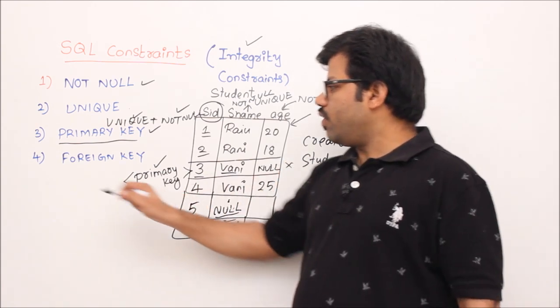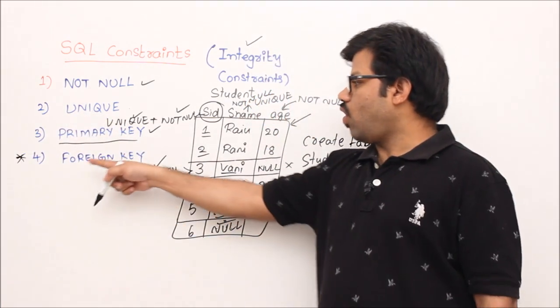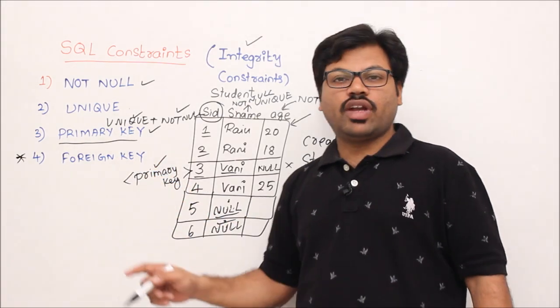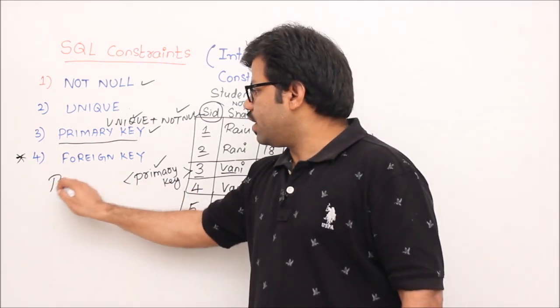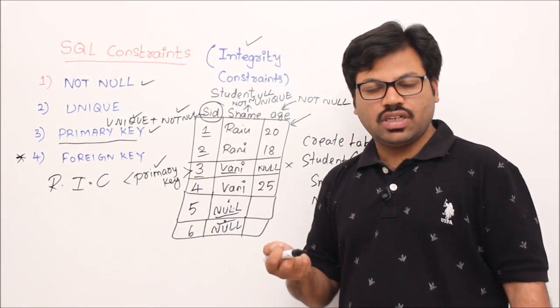Okay, now we will see the last important key constraint, that is foreign key, also known as an integrity constraint. Especially this foreign key is known as referential integrity constraint. Okay, so referential integrity constraint, what does it mean and when we use it, we will see.